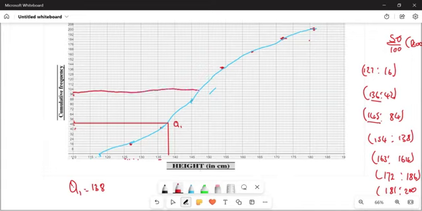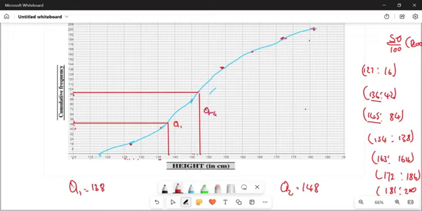Okay, we go straight using your ruler, and then you touch your Ogive. After touching your Ogive, you check what is going to be the corresponding value. You go down then. You get 141, 146, 147, 148. So we're going to say our Q2 is going to be 148. Okay, this is going to be our Q2.